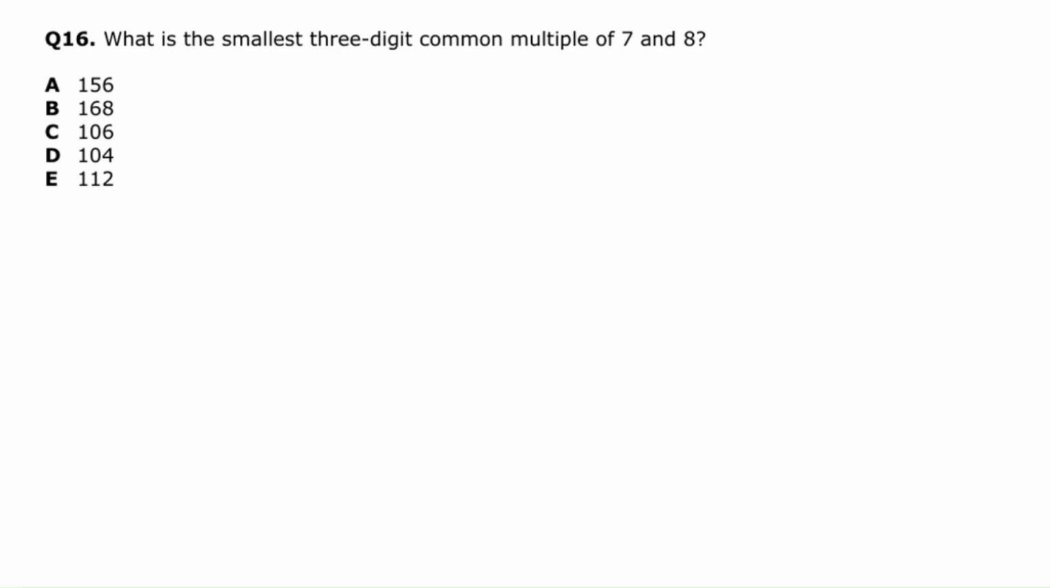So, we know that it says smallest, so we've got to find the smallest of these answers. And we know that it's a three-digit number, which means like 100 is a three-digit number, and it's a multiple of both 7 and 8. So that means this number that we're looking for has to be in the 7 and 8 times tables.